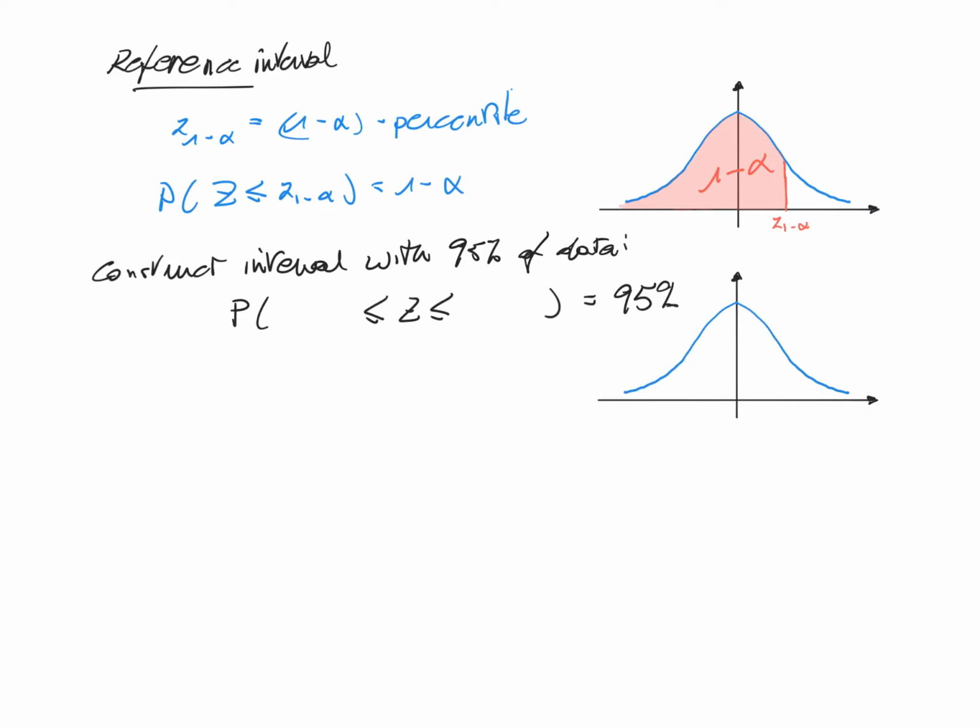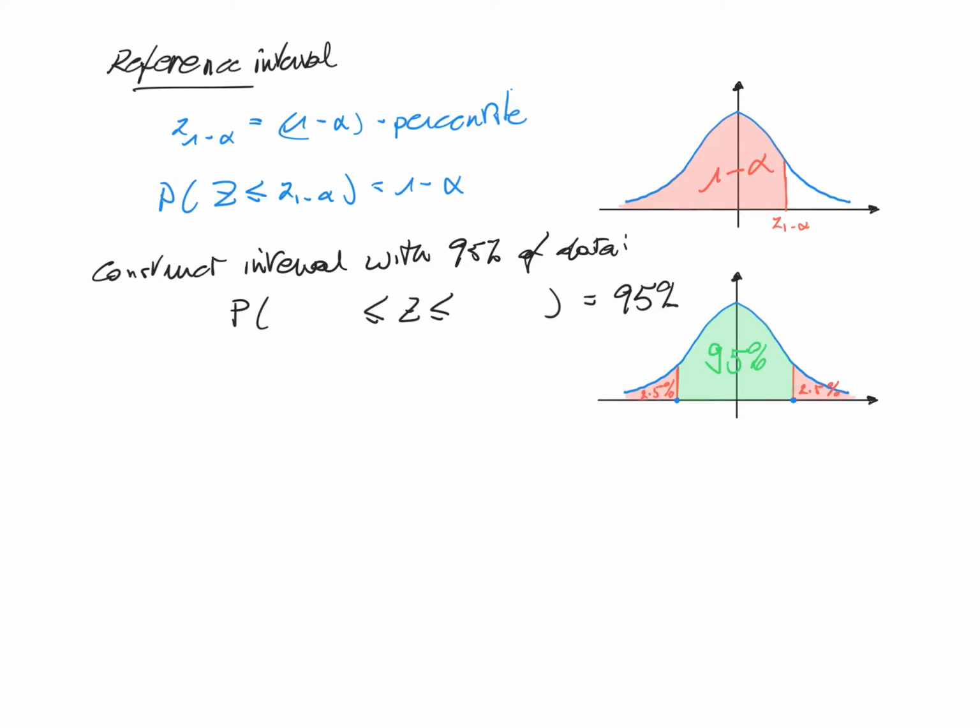Now, what will be the boundaries of this interval? Basically, what we want is that to the left of the interval there is 2.5% and to the right of this interval there is 2.5%. So the area above this interval contains the remaining 95%, the most likely 95% of the data, the ones in the center. What remains to be done is to determine the boundaries of this interval. So we have to determine these two points.